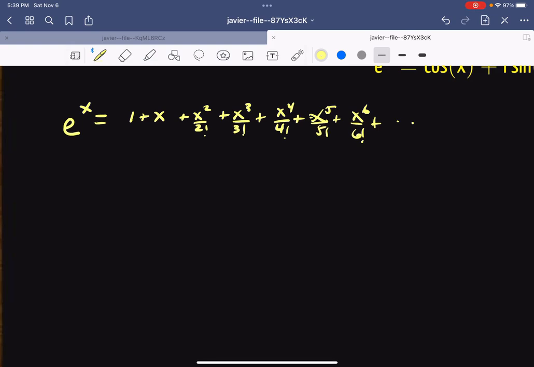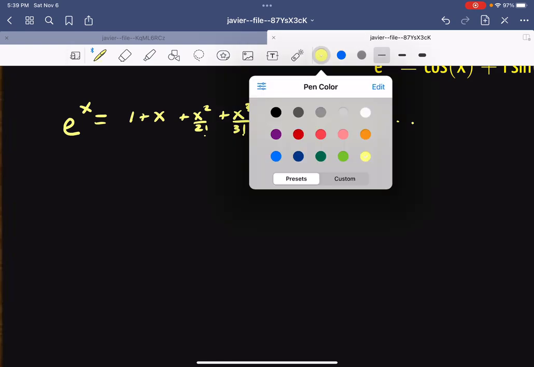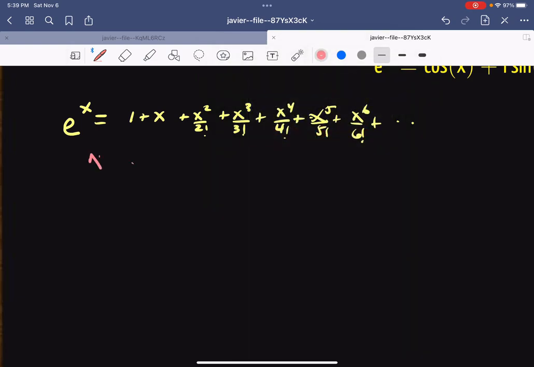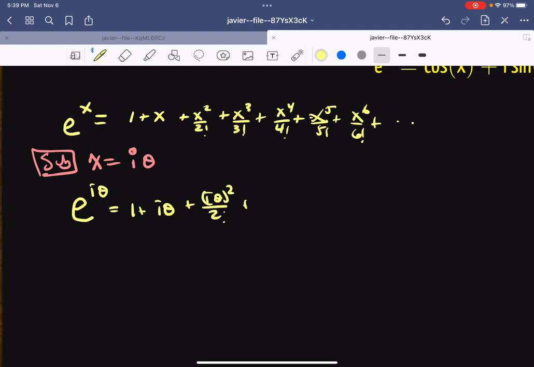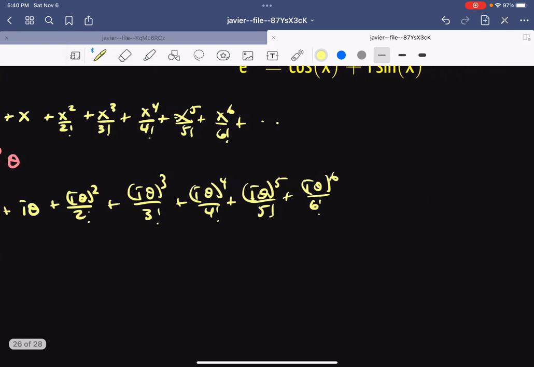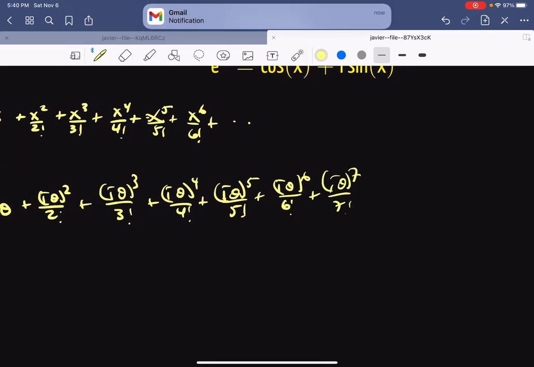Now, what would happen if I substitute something a little crazy here? What Euler did was say, what if I set x to be equal to the imaginary number i times some other number theta? What if we just substitute this fearlessly? Well, the above equation would turn into the following one. It would turn into e to the i theta, and that's equal to 1 plus i theta, plus (i theta) squared over 2 factorial, plus (i theta) to the third over 3 factorial, plus (i theta) to the fourth over 4 factorial, plus (i theta) to the fifth over 5 factorial, (i theta) to the sixth over 6 factorial, plus (i theta) to the seventh over 7 factorial, and so on and so forth.